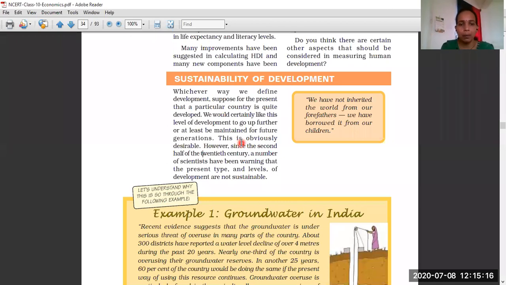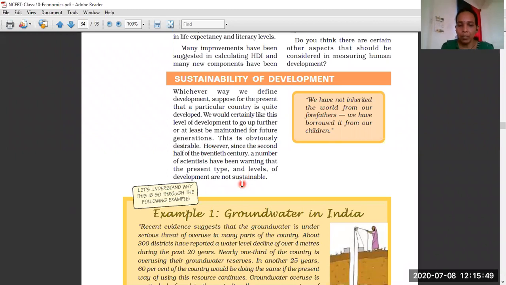We like development. Everyone likes development. This is obviously desirable. It is not a wrong thing if we desire development. But on the other hand, development is harming the environment. It is completely abolishing the natural resources. Since the second half of the 20th century, a number of scientists have been warning that the present type and level of development are not sustainable.